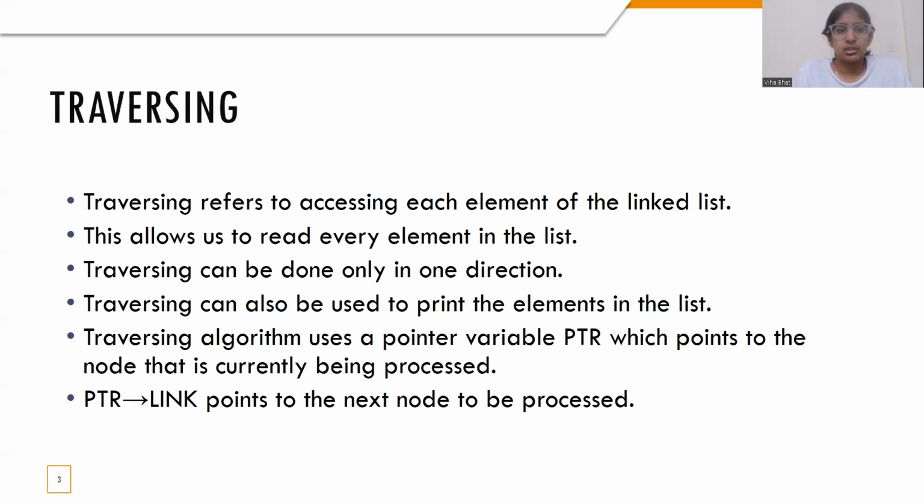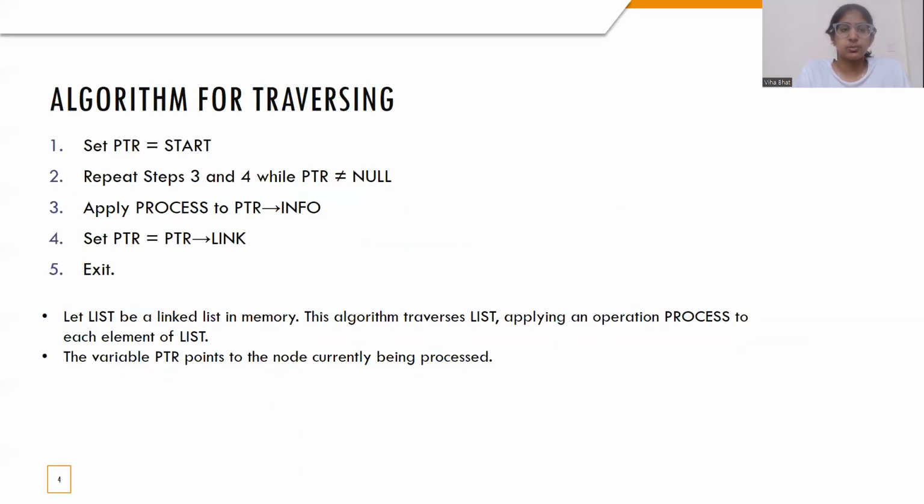So what is traversing? Traversing refers to accessing each element of the linked list. This allows us to read every element in the list. Traversing can be done only in one direction. Traversing can also be used to print elements in the given list. The traversing algorithm uses a pointer variable PTR which points to the node that is currently being processed. Now PTR pointing to link points to the next node to be processed.